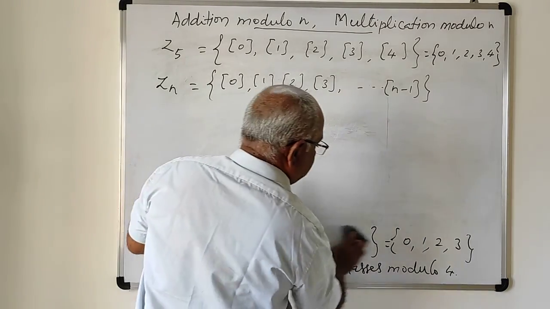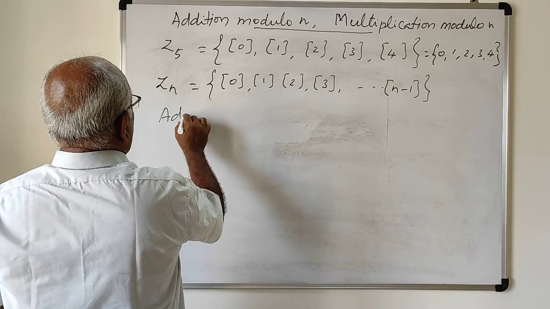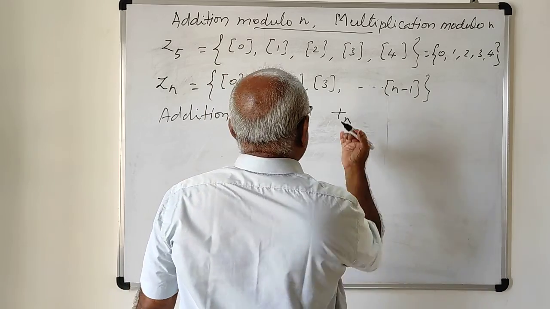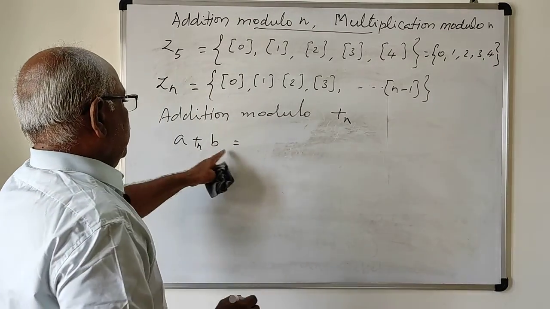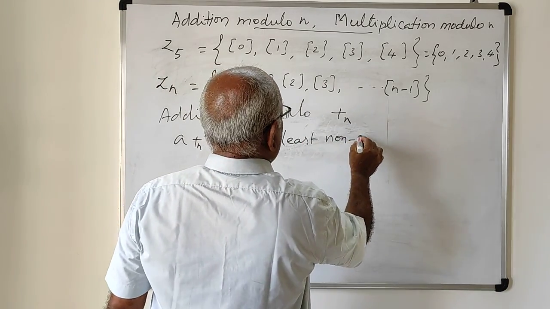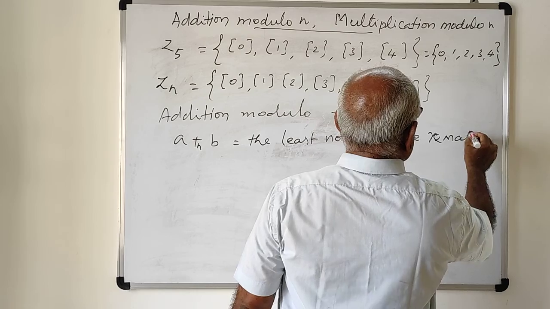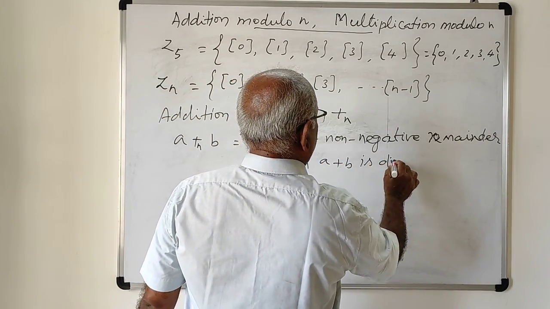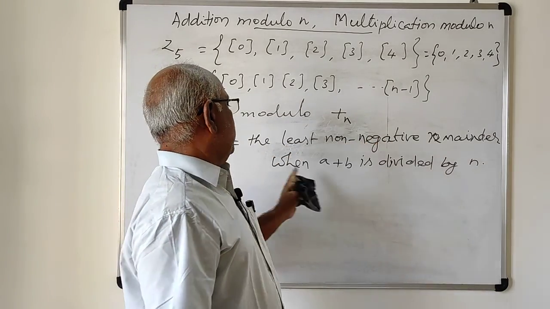Now we are going to introduce addition modulo n. Suppose a addition modulo n b means the least non-negative integer, the least non-negative remainder when a plus b is divided by n. This is the definition. a addition modulo n b is the least non-negative remainder when a plus b is divided by n.